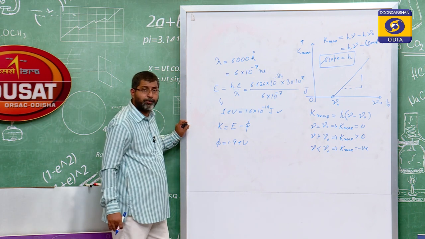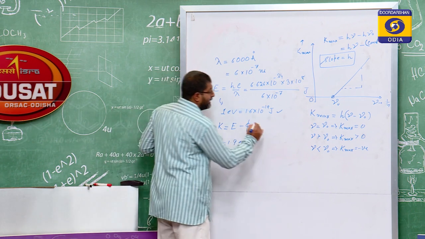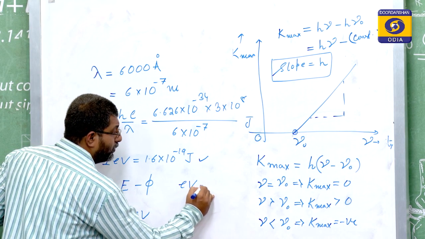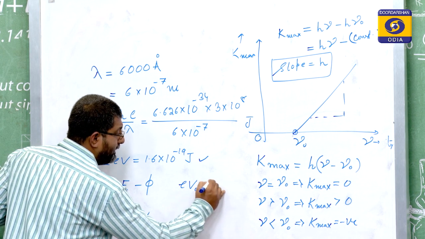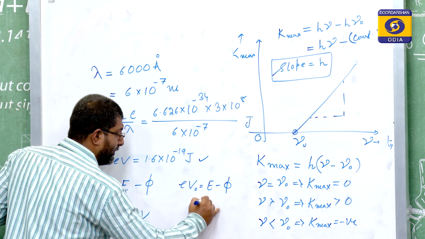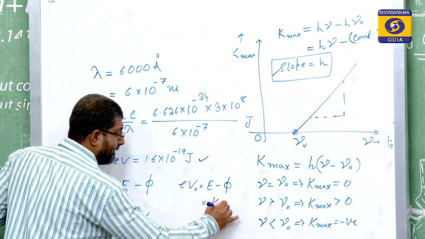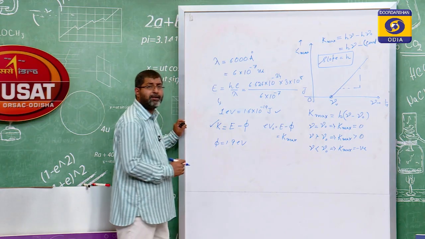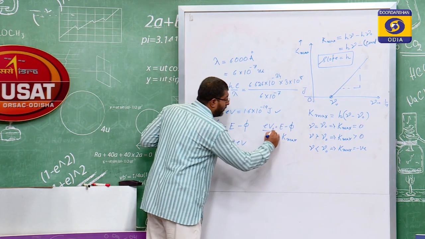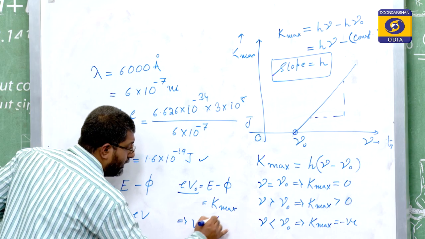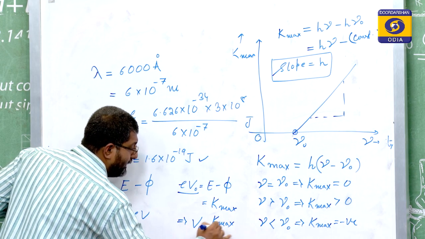And so far as stopping potential is concerned, eV0 equals E minus phi, which is nothing but K max. That means the value of K max here is nothing but the value of eV0. So, that implies V0 equals K max by e.